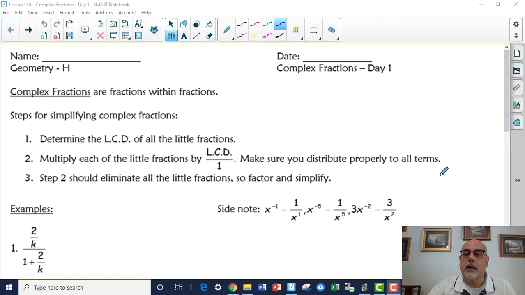Hello, welcome to the lesson on complex fractions. Complex fractions are fractions within fractions, okay?